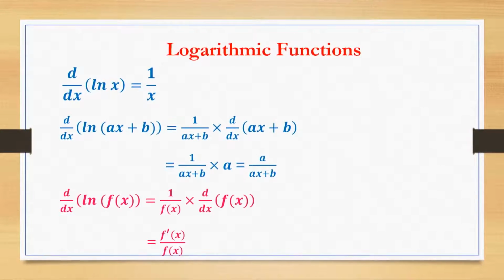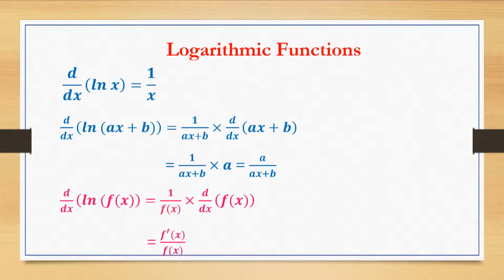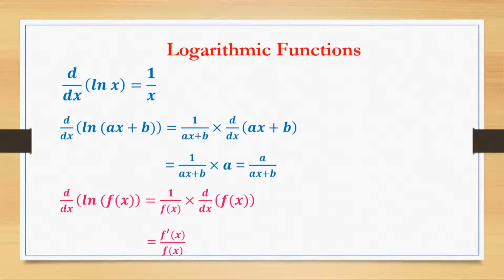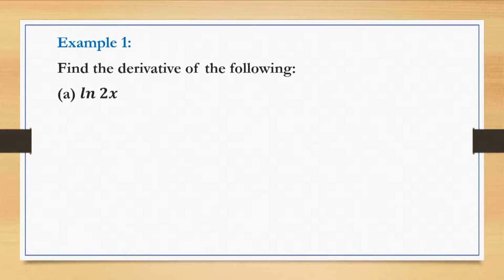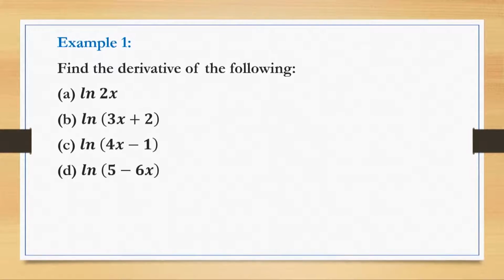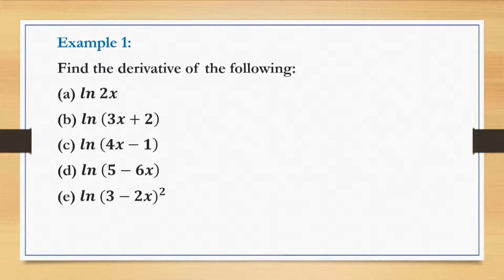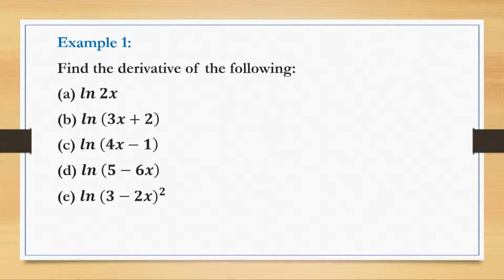In general, if you differentiate ln f of x, you will have 1 over f of x times the derivative of f of x. That is, here I will get f dash of x over f of x. Now we are going to look at some examples. Example 1. Find the derivative of the following. So we have 5 parts. Let us look at the solution for the different parts.